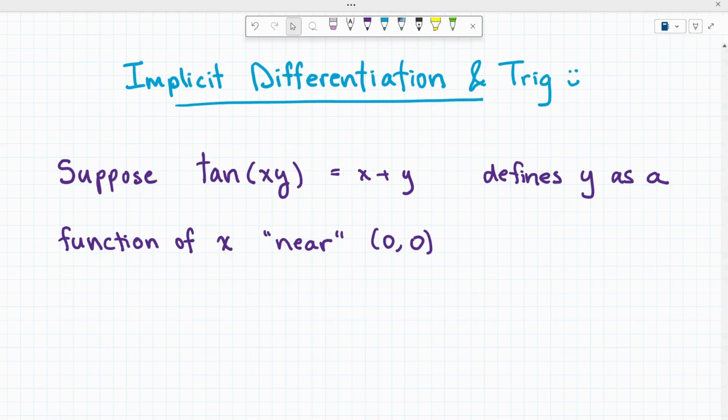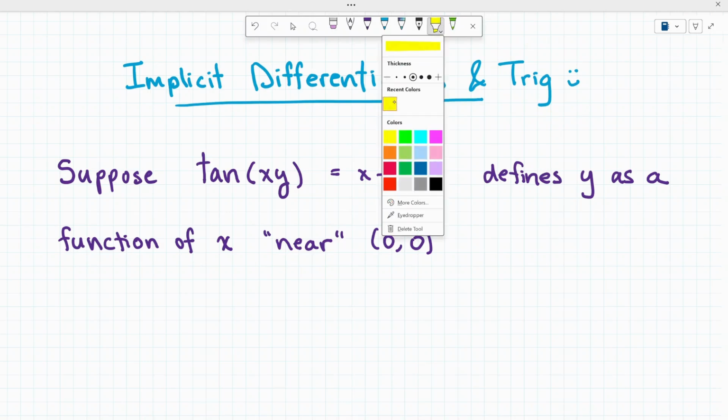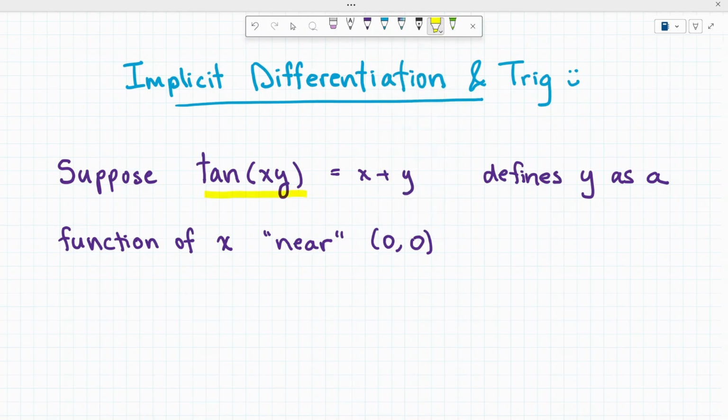Today we're going to dive into a bit of a trickier problem, and this problem involves trigonometric functions. You already have all the skills you need to solve trig derivatives, but today we're going to put together our knowledge of trig and implicit differentiation to solve this particular example. So in particular, we're going to be supposing that tan of xy equals x plus y, and it defines y as a function of x near the point (0, 0).